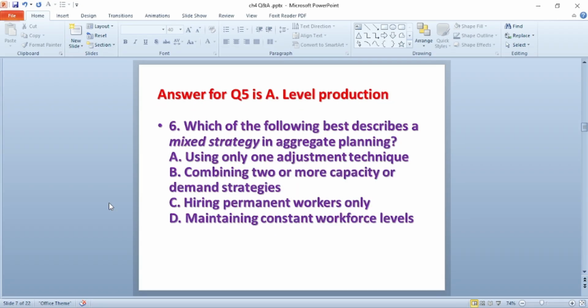Question number 6. Which of the following best describes a mixed strategy in aggregate planning? A. Using only one adjustment technique. B. Combine two or more capacity or demand strategies. C. Hiring permanent workers only. D. Maintaining constant workforce levels. The answer for this question is B, combining two or more capacity or demand strategies.